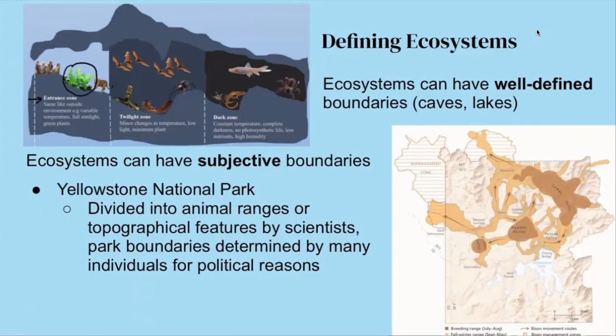So this zone is the zone where we have lots of sunlight, we have green plants, and then those plants can then support other living organisms, other herbivores, support other predators, things like that. But as we move deeper into the cave, we move towards this twilight zone.